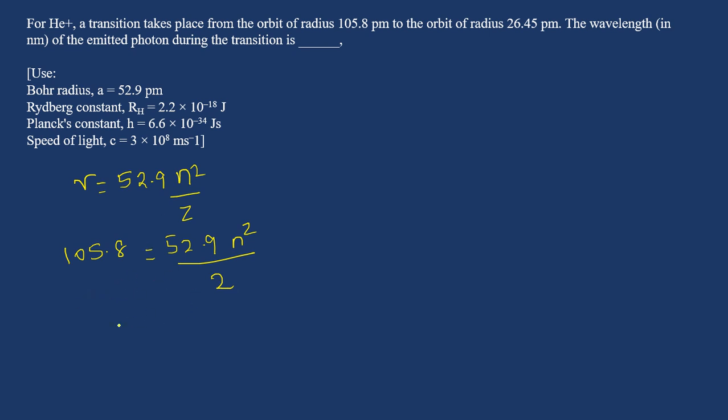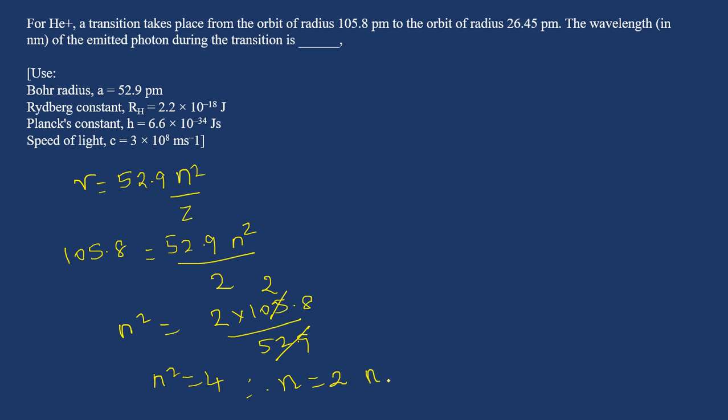Now I am rearranging this. n square equal to 2 into 105.8 divided by 52.9. On cancelling this I am getting 2. So n square equal to 4. Therefore n equal to 2. So I am labeling this as n2 equal to 2 because it is the second radius.